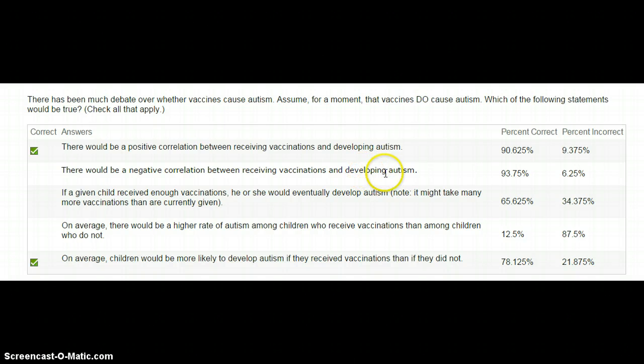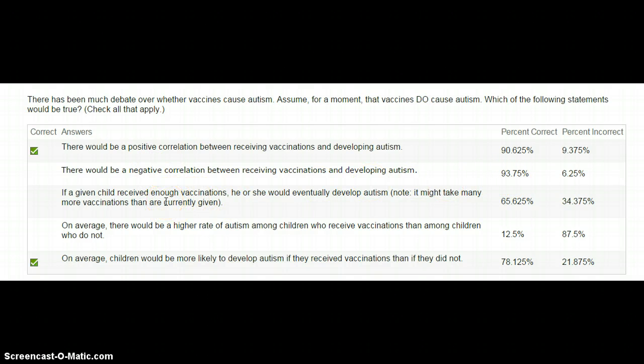So this is directly opposite of what this first one is saying. In other words, you can't have both of these true. You're either going to have a positive correlation, a negative correlation, or no correlation whatsoever. But if the vaccines do cause autism, we would have a positive relation, not a negative. So this should not be selected.